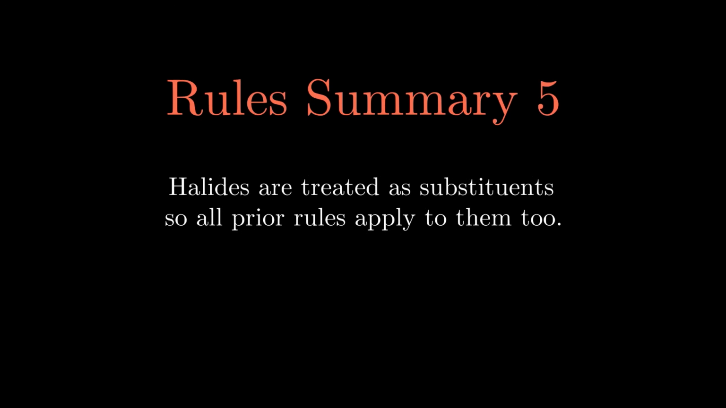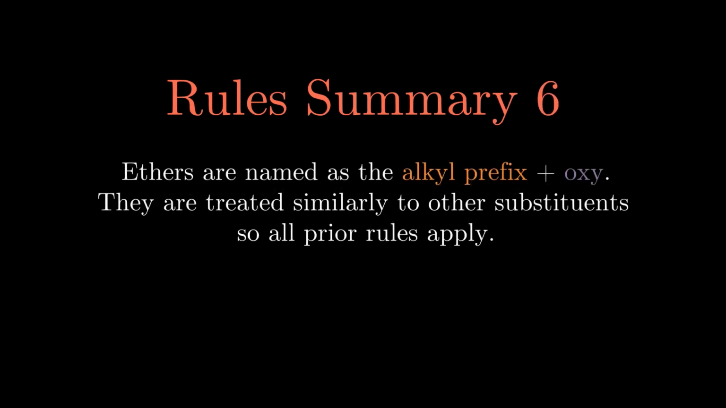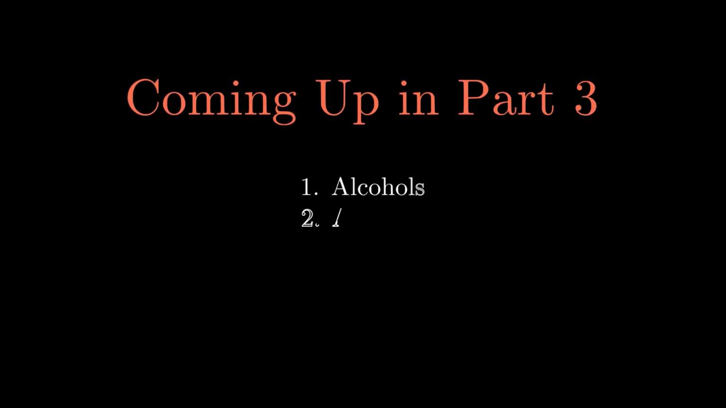Halides are treated as substituents, and so all prior rules apply to them. And ethers are named as the alkyl prefix plus oxy. They are otherwise treated as substituents, so apply the prior rules. In part 3, we will conclude the nomenclature of alkanes with the alcohols and amines.